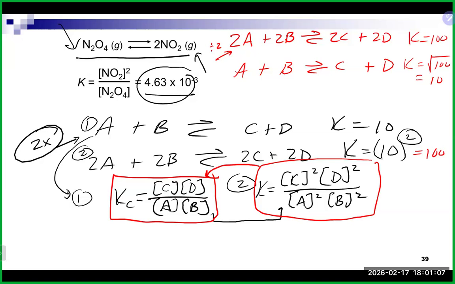So those are, again, two very common ways that we manipulate equations. If you multiply, you take the k value to the number you multiplied by. So if you multiply by a number, take that k value to it. And if you divide by a number, take the root of that k value, basically, to that number. And those are really the four ways that we manipulate these equations: reverse it, multiply by a common number, divide by a common number, and then ultimately add these equations together.